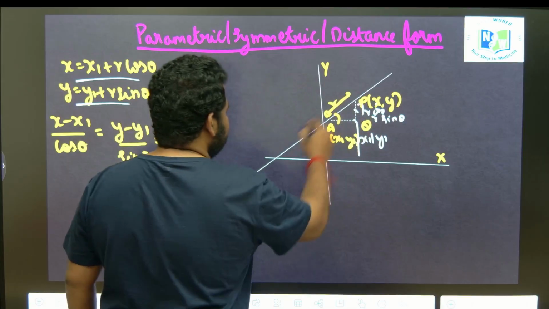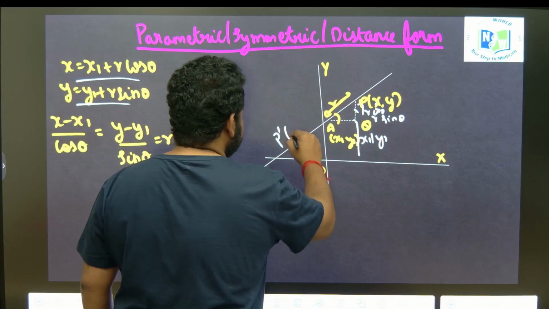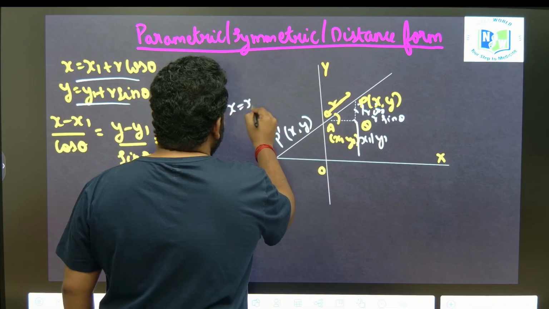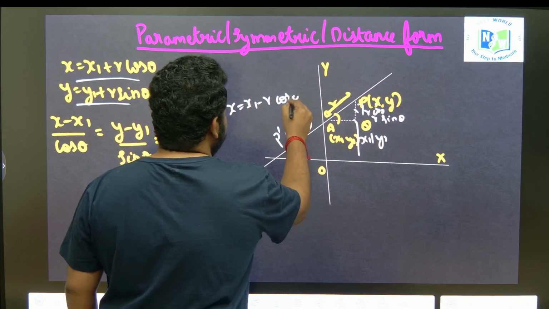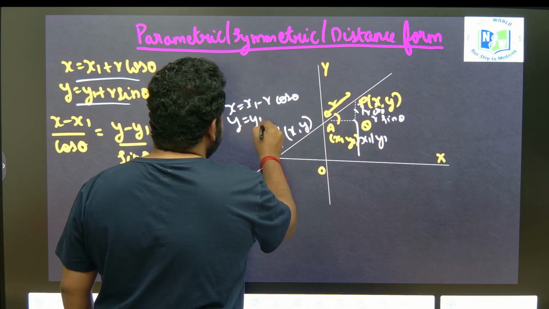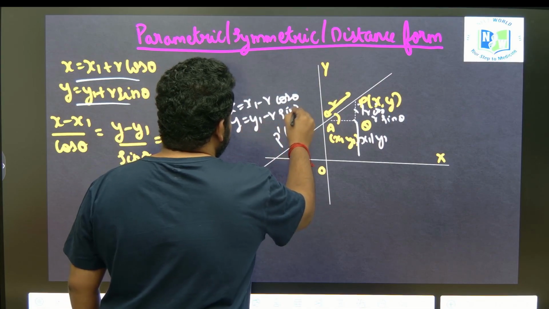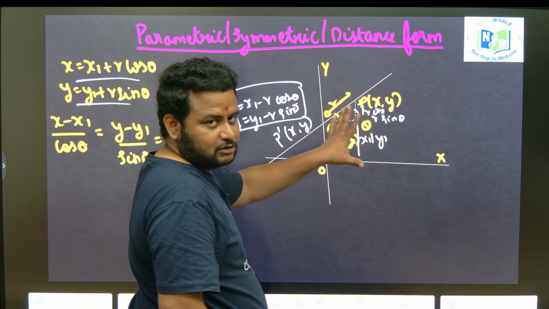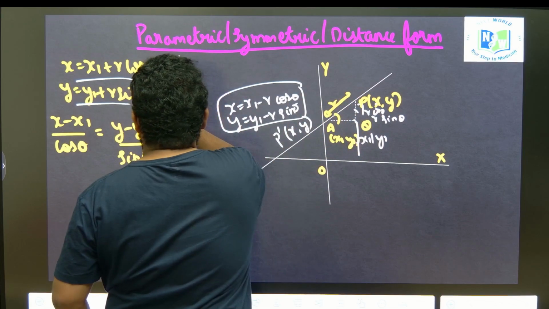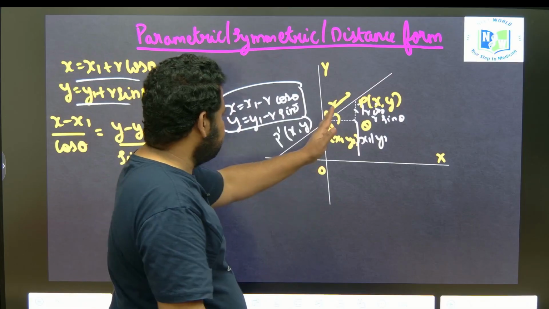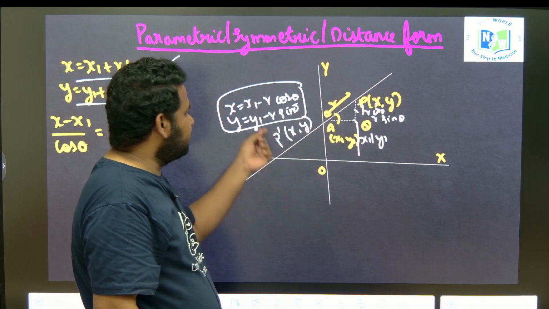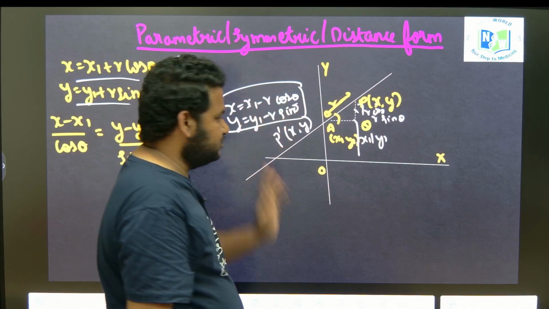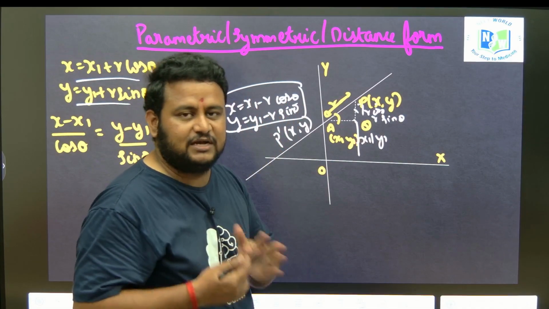Suppose this point instead of being here, if it comes here, P dash comes here, x comma y, so this will become x is equal to x1 minus r cos theta, you should be very careful, y is equal to y1 minus r sin theta, okay. See, if it is in the first quadrant, fine, then you can take it as x is equal to x1 plus r cos theta, y is equal to y1 plus r sin theta. But if this P dash comes to the second quadrant, here it will become x1 minus r cos theta, y is equal to y1 minus r sin theta. You must be very careful and you have to definitely remember this.